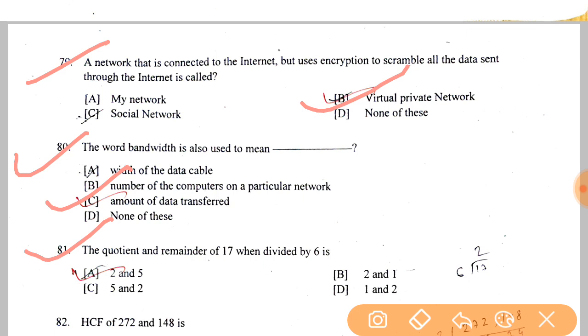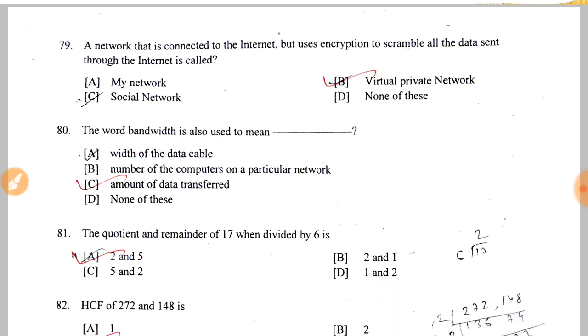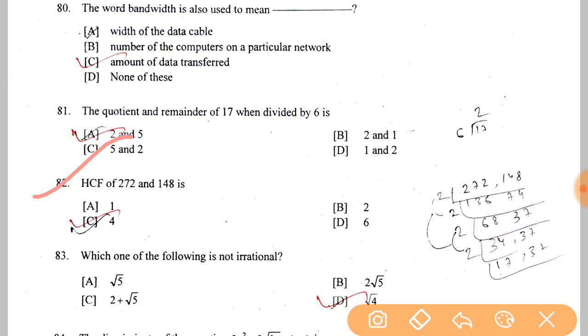Question number 81: the quotient and the remainder of 17 when divided by 6. Question number 82: the HCF of 272 and 848 is 16. Question number 83: which of the following is an irrational number? The correct answer is root over 4.